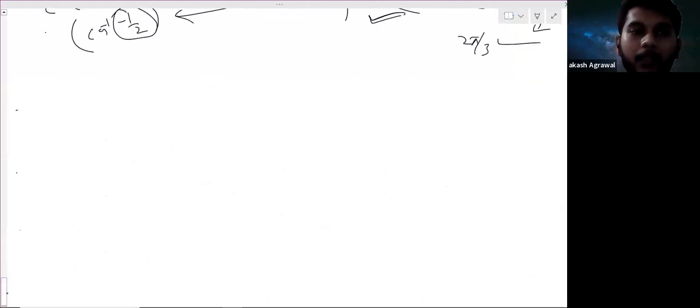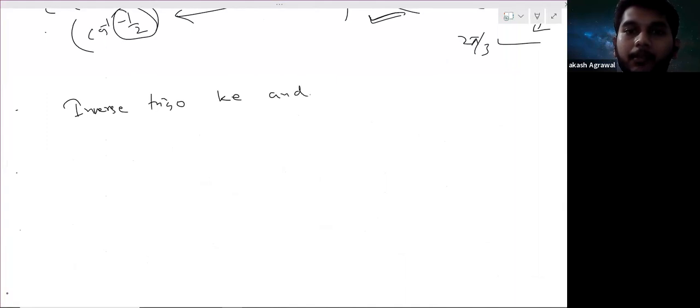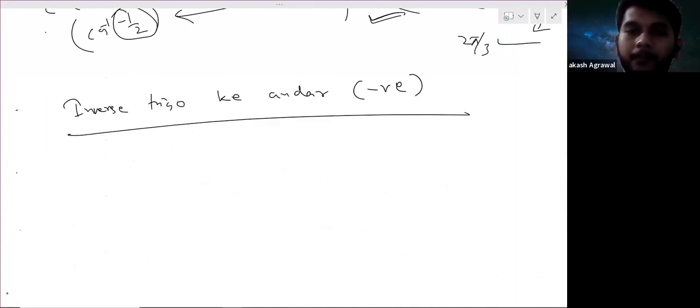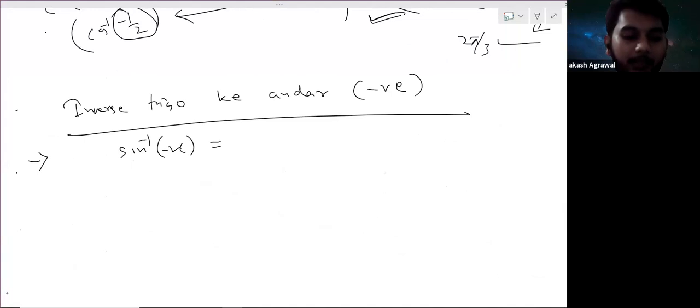Okay, this formula: negative inside inverse trig functions. Do you know what happens if I put sin inverse minus x? What happens with it? Minus sin inverse x. Very good.